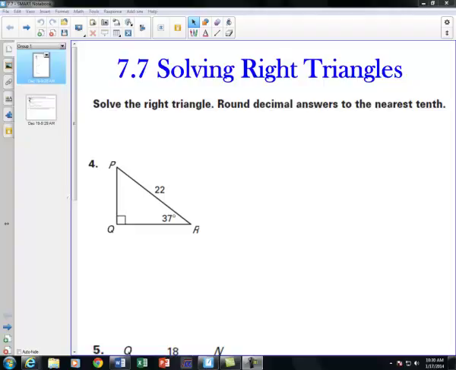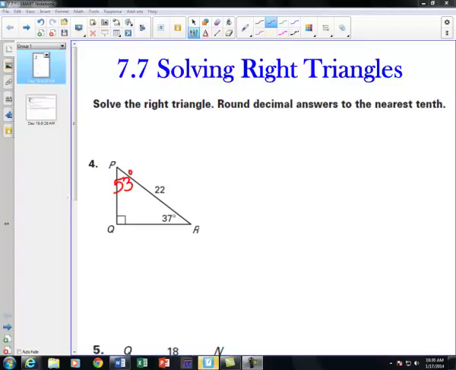So if we look at this problem here, I know 2 of the angles already. The angle at Q is 90 degrees and at R is 37 degrees. Well, you know that 3 angles in a triangle add up to 180. So all I got to do is subtract those 2 angles from 180 degrees, and that leaves me with 53 degrees. Now I've got all the angle measures found. Now I have to find the side lengths.